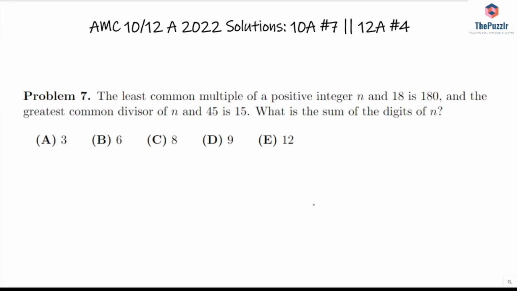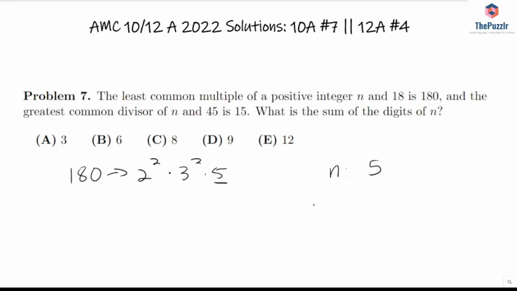Okay, if the least common multiple of a positive integer n and 18 is 180, what does that tell us? Well, prime factorizing 180, this is 2 squared times 3 squared times 5. It tells us that n has all these factors that 18 does not contain, because if 18 does not contain those factors, they must be coming from n. For example, the LCM contains a factor of 5, which means at least one of the numbers has a factor of 5. 18 doesn't have a factor of 5, so we know that n has a factor of 5.